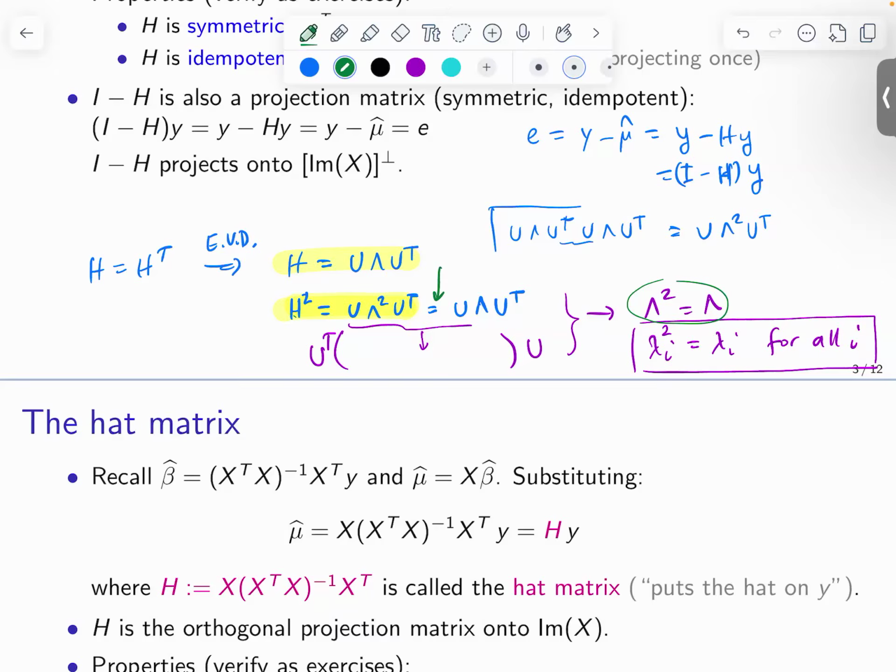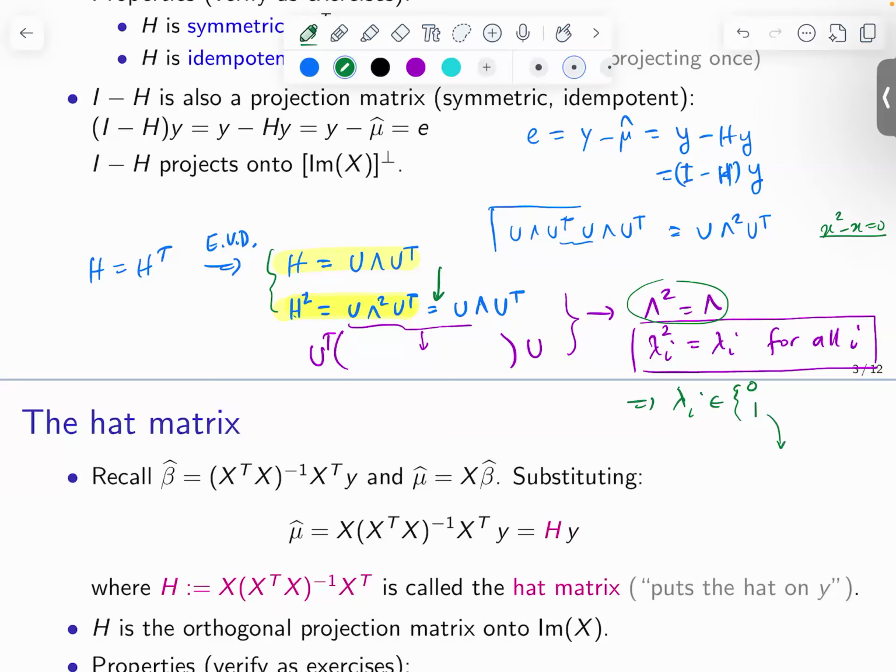What does this tell you about the eigenvalues? What is the solution of this equation? It's like a quadratic, yes. The eigenvalues can only be 1 or 0. Yes, so this is like x squared minus x is equal to 0. And if you solve it, the solution is either 0 or 1. So this implies that lambda I is either 0 or 1. So a projection matrix has eigenvalues that are either 0 or 1. Okay, this is another interesting fact that comes out of these properties.